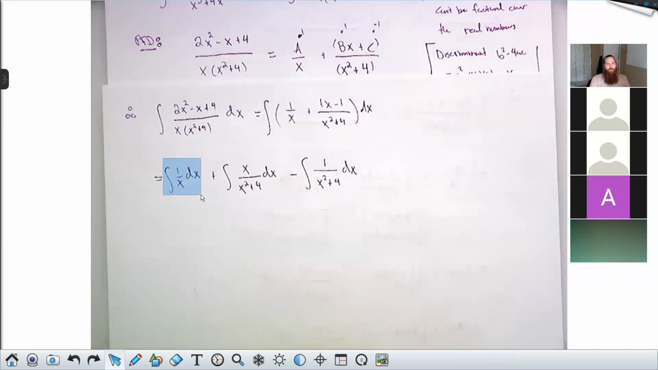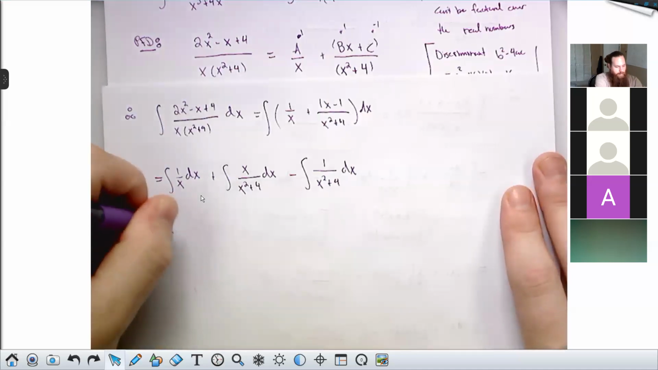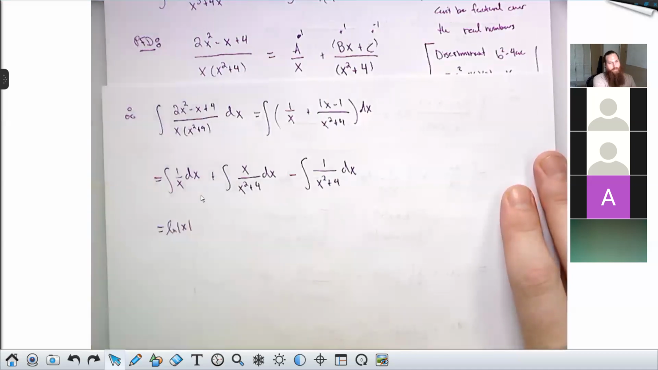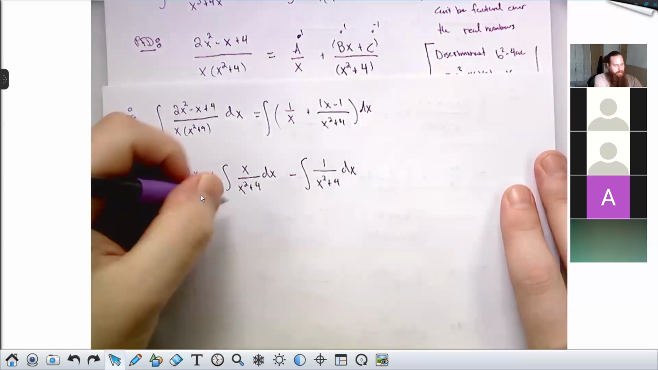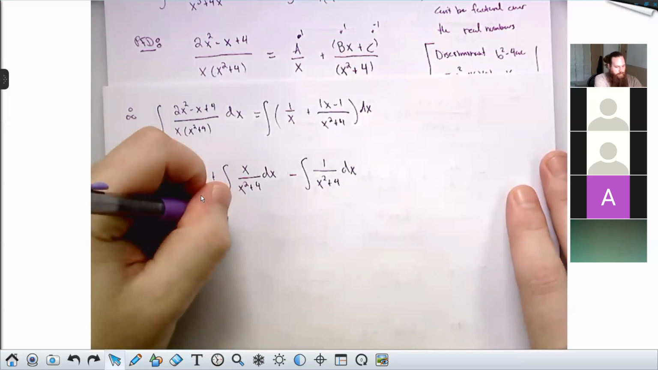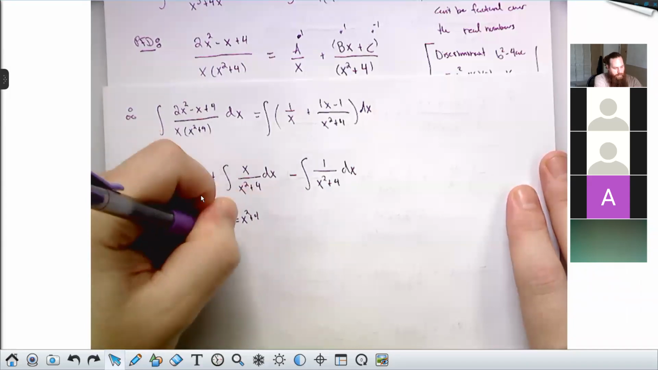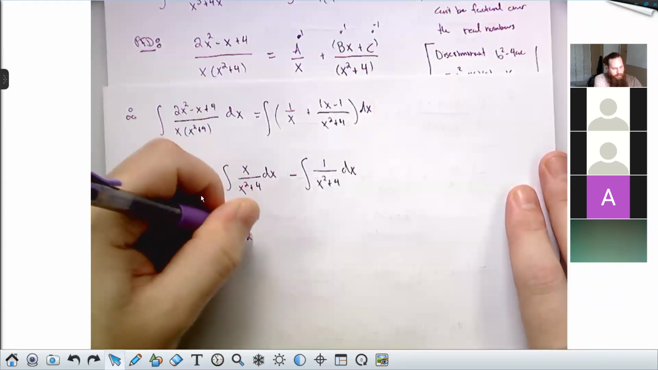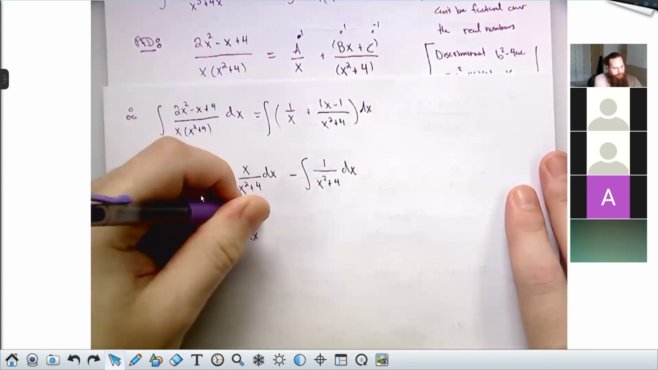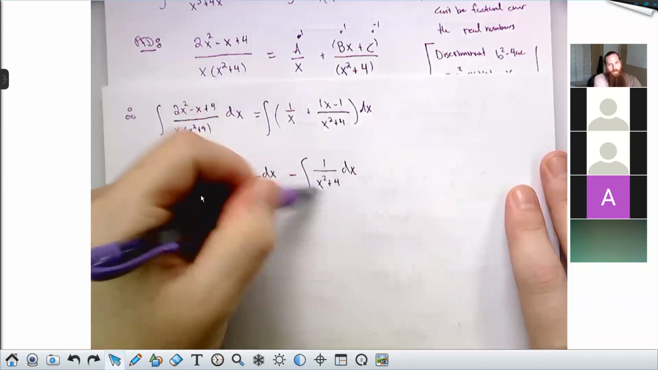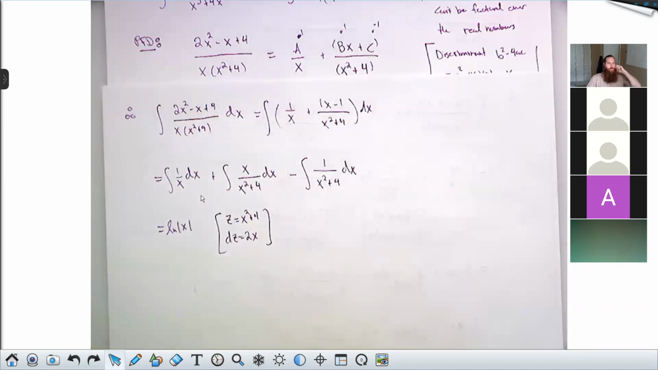This first guy is utterly trivial. This second guy requires a substitution. z equals x squared plus 4. dz is 2x dx. This guy also requires a substitution, but what kind of substitution?